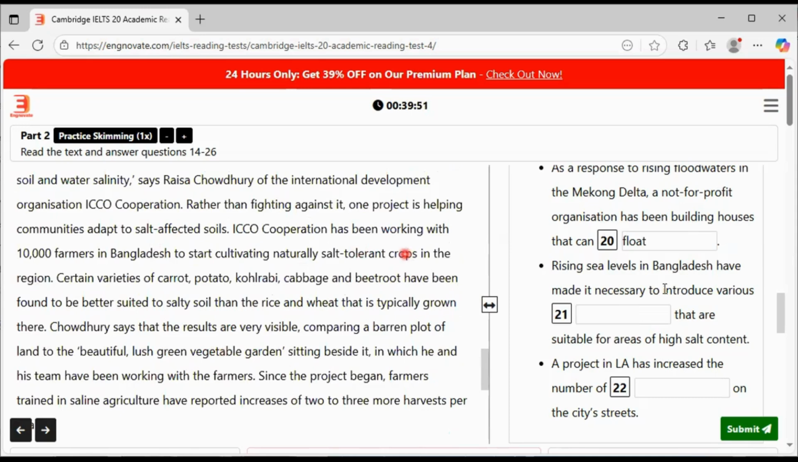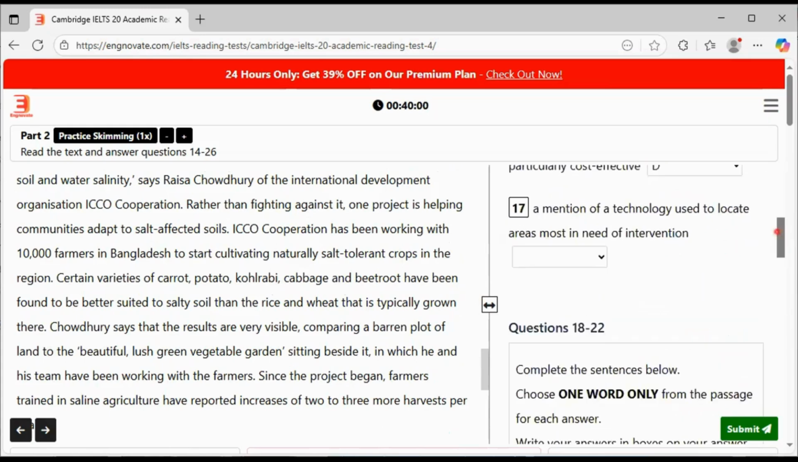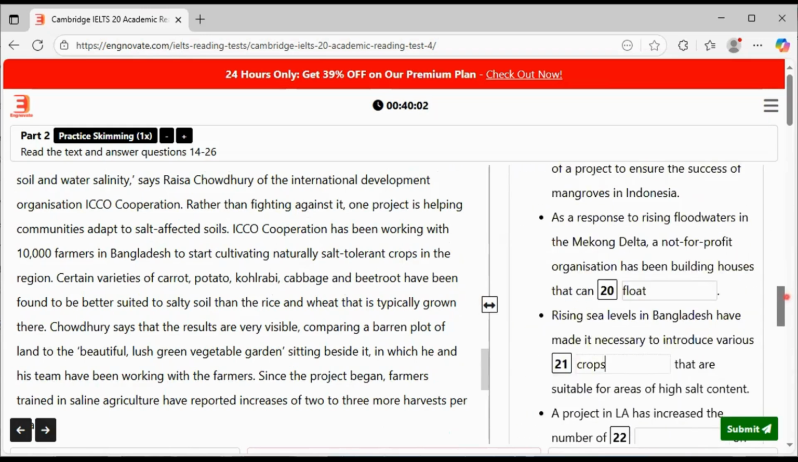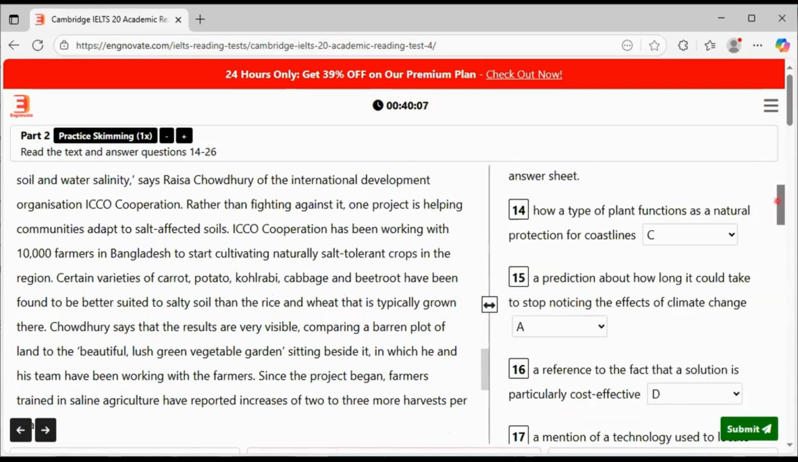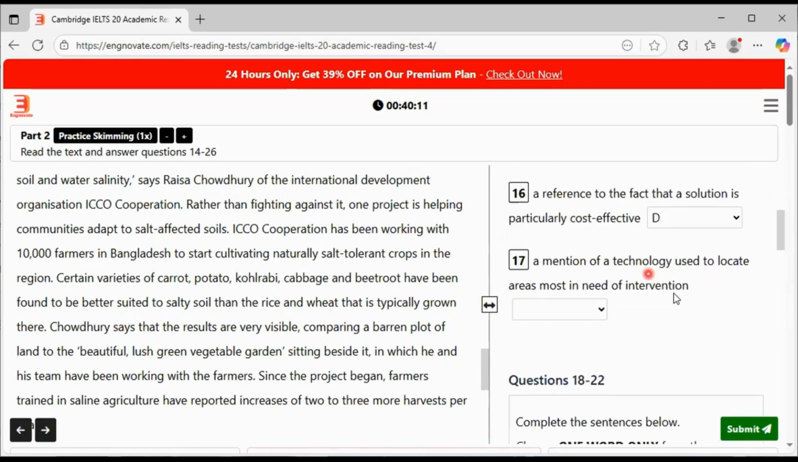Crops. They use the word crops to introduce various crops. Let's use the word crops. I wrote plants in one question earlier on. I'm thinking I saw plants somewhere. Okay, 21. What of the matching information? I've saw 14, 15, 16. Technology to locate areas. No, I didn't see that here.